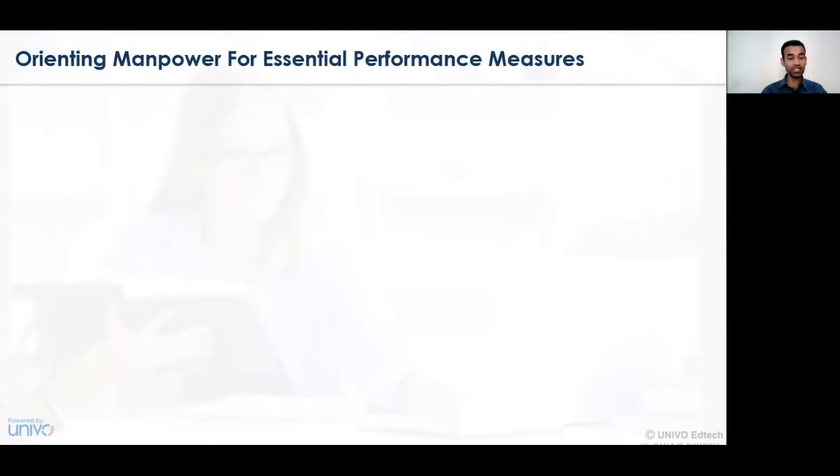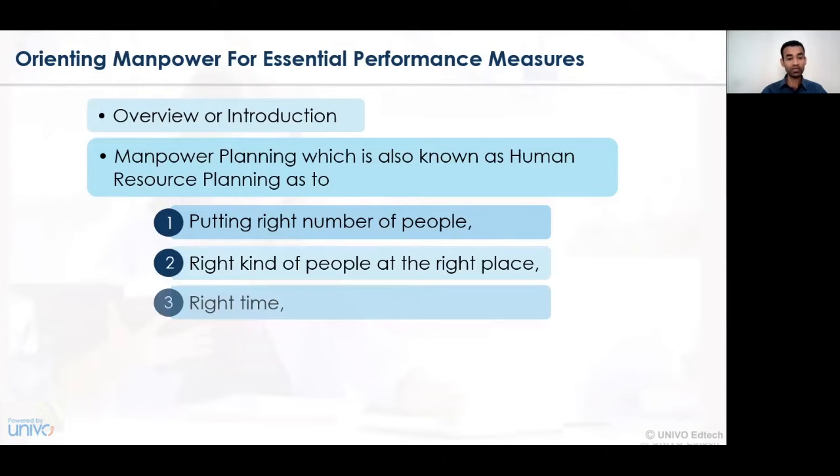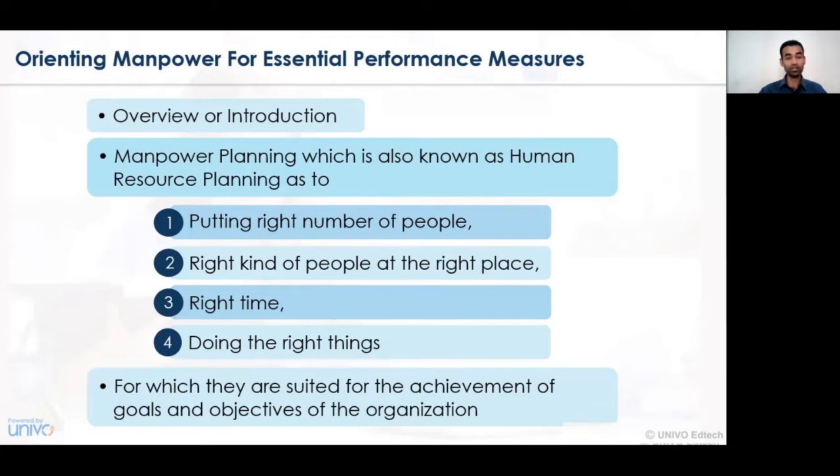Initially, let's understand what we mean by orienting the manpower for essential performance measures. Manpower planning always involves a human being, which in terms of an organization is called the human resource. When we are running a business or a certain activity, those business activities are conducted in coordination with the HR department, finance department, marketing department, operations department, and so on.